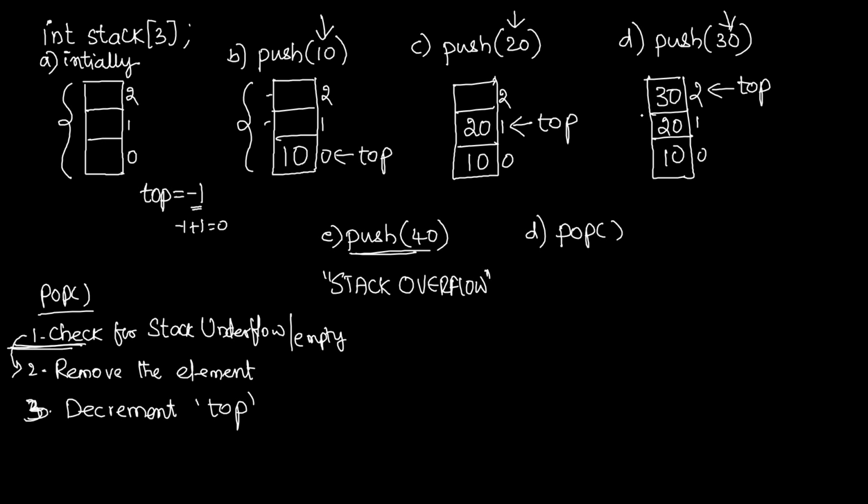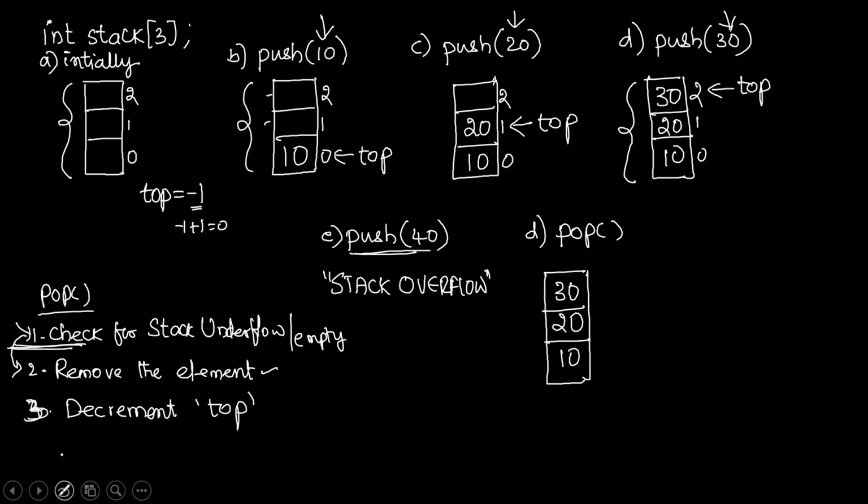Let's do it one by one. At present you have three elements in the stack. Do the first step. Obviously the stack is not empty. There are three elements, so come to the second step. Remove the element. That means if you have 30 on the top, you remove this 30 from the stack. So 30 will be removed from here. The third step is decrement the top. The top value is presently 2. When you decrement it, it becomes 1. So this will become the top.